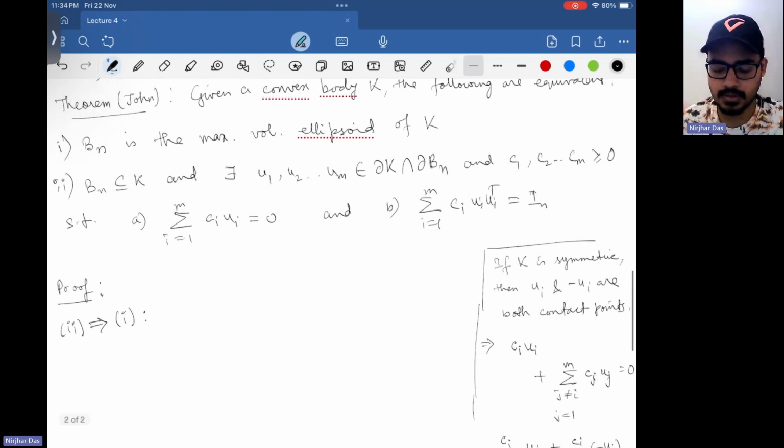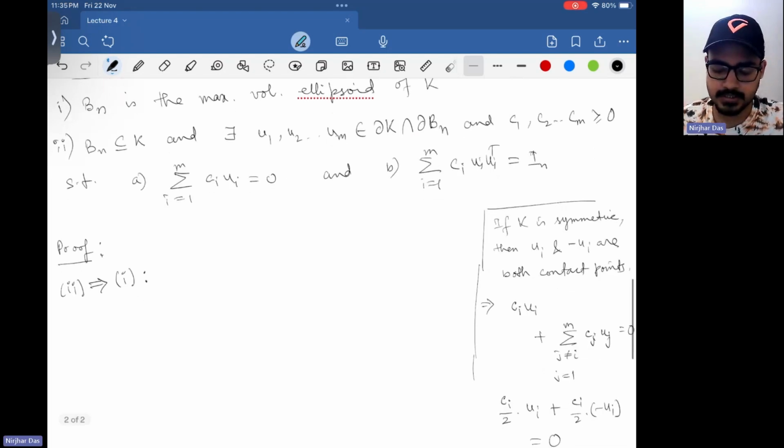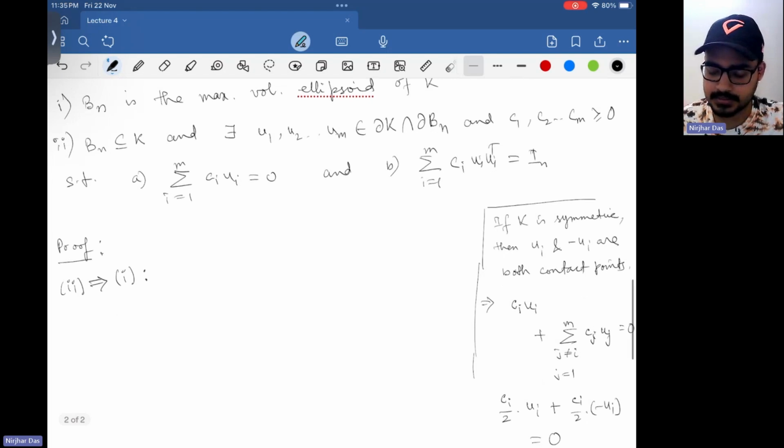So 2 implies 1 is not actually the content of John's theorem in the original paper. But later on, Keith Ball showed that this direction also holds. John initially just proved 1 implies 2. Anyway, this is the easier direction, and so we start by writing this.